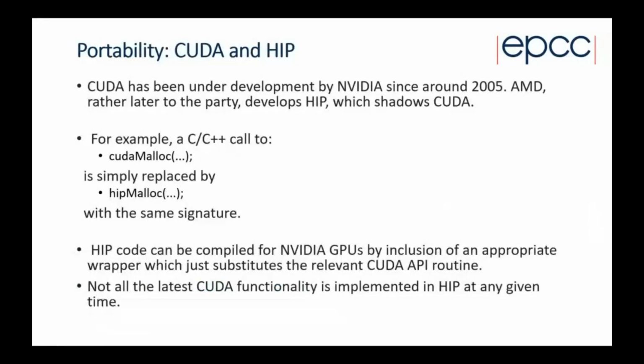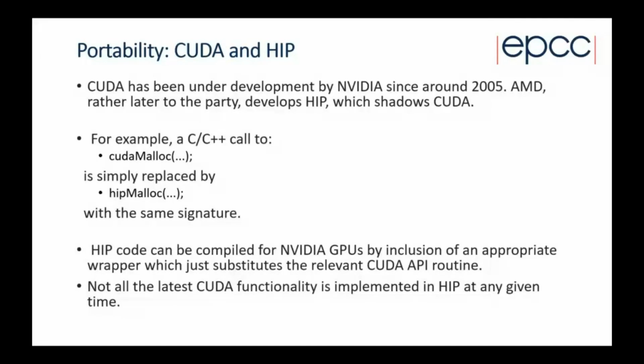Okay, so a bit about portability. I've mentioned this briefly earlier, but it's important for people who either have existing GPU codes on multiple ports, or maybe it's something you're trying to learn about how to do as part of this course. CUDA has been developed for a much longer period of time than HIP has been, so it's about 2005 for CUDA. AMD is rather late to this party, and it develops HIP, which sort of shadows CUDA in terms of its functionality. So for example, as in C++ code, cudaMalloc is simply replaced by hipMalloc with the same signature. That allows HIP code to be compiled for NVIDIA GPUs by the inclusion of an appropriate wrapper to substitute the relevant CUDA API routines.